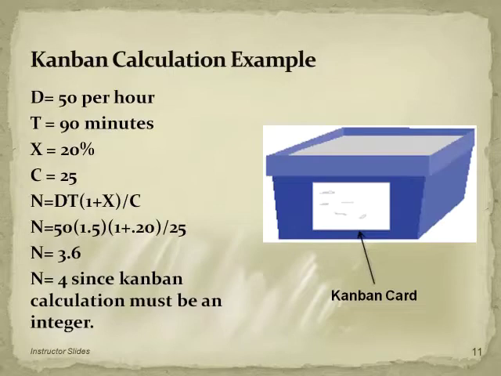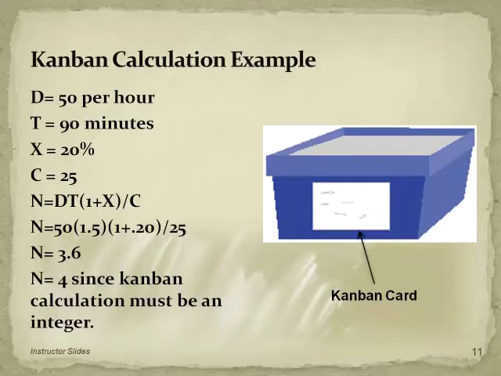So here's an example of calculating how many Kanban cards you need. If you see an example in here, you're going to see this show up on an exam, and you will have to calculate this on an exam. In this example, for this particular material, we are going to be consuming 50 units per hour. That is the usage rate. The time to replenish is 90 minutes.